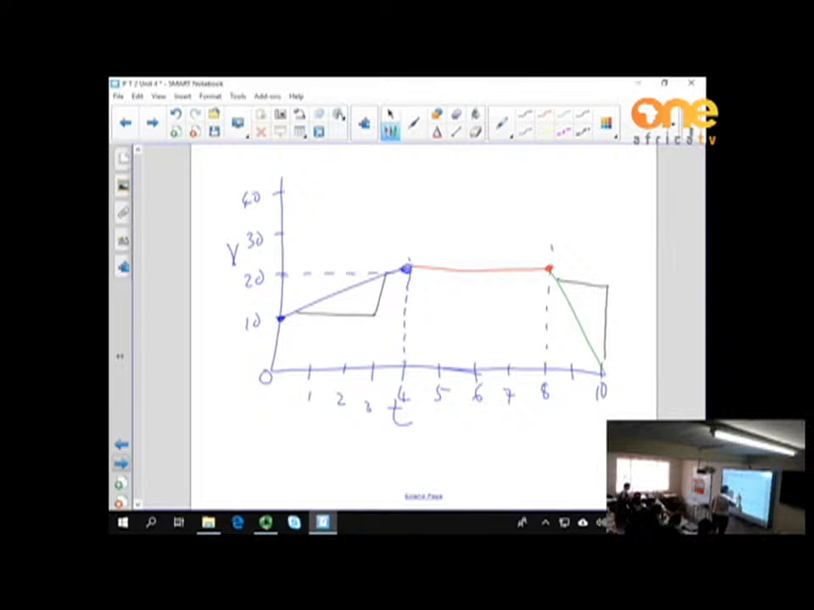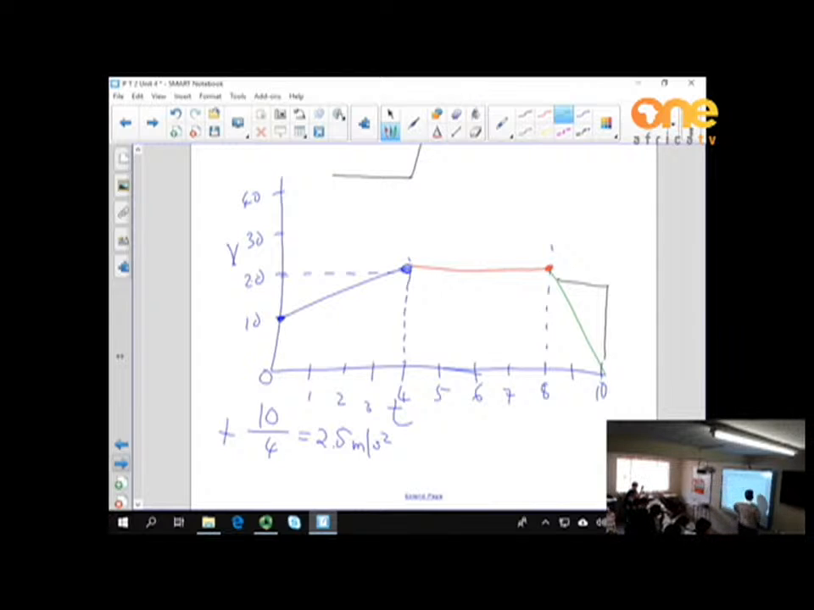Okay, so you can either use the whole line, it won't really matter. So if we use the whole line, the change in y over here is 20 minus 10. Okay, so for the blue part, the change in velocity is 10 over change in time is 4. So the acceleration is 2.5 meters per second squared. And it's positive. All right?